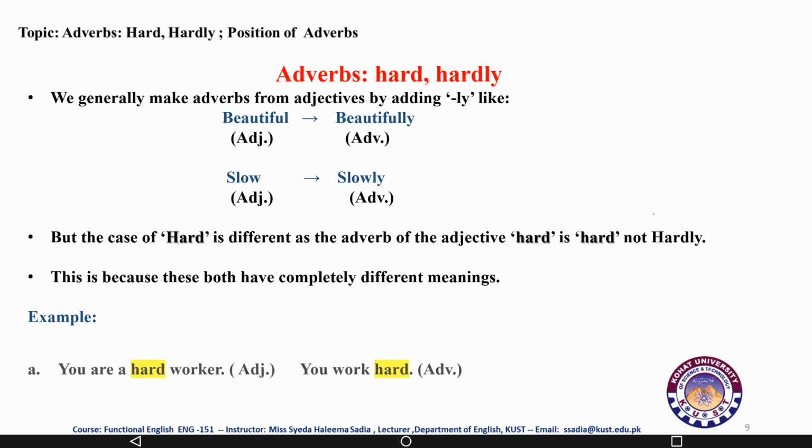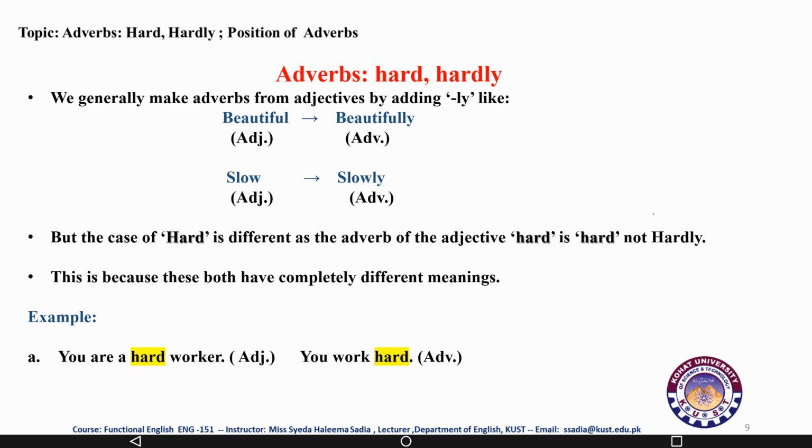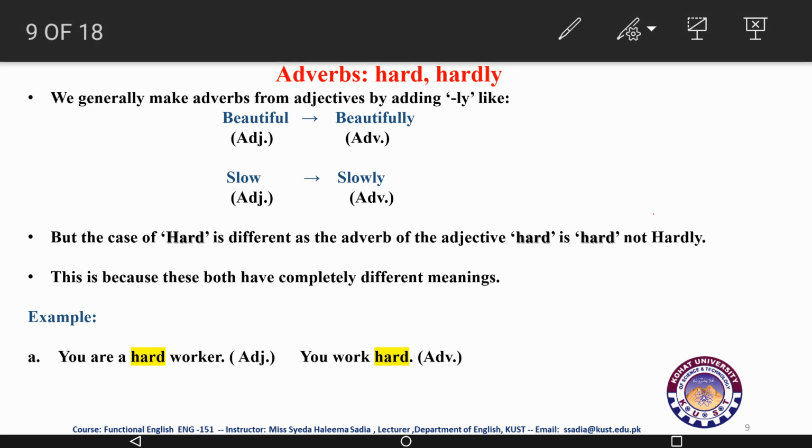For example, you are a hard worker, it's an adjective. But if we want to make it into an adverb, we will say you work hard. How do you work? You work hard. So it's an adverb of the adjective hard, so it remains as it is.